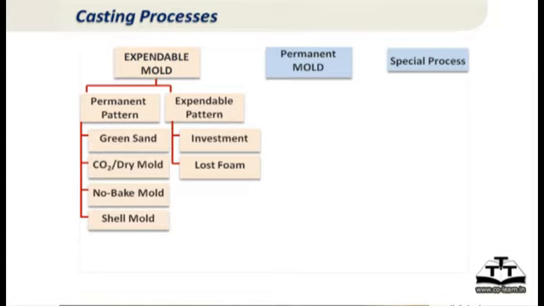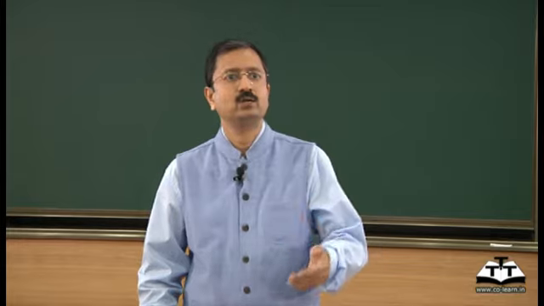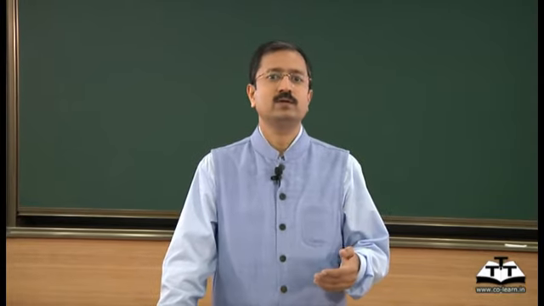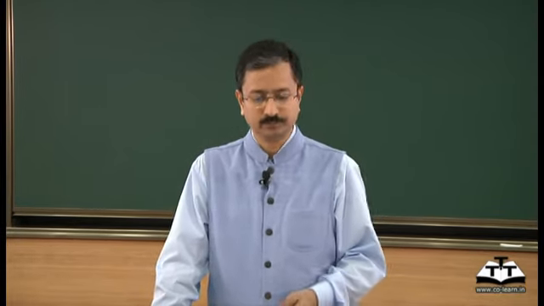And within permanent pattern but expendable mold processes, we typically have green sand, which is the king of all casting processes, but we also have increasing use of what is called CO2 or dry mold. We also have no bake mold, various molds made by combining different kinds of resins. You can have what's called cold box and hot box, and many other industrial casting processes. But green sand to this day takes the cake because it is highly economical.